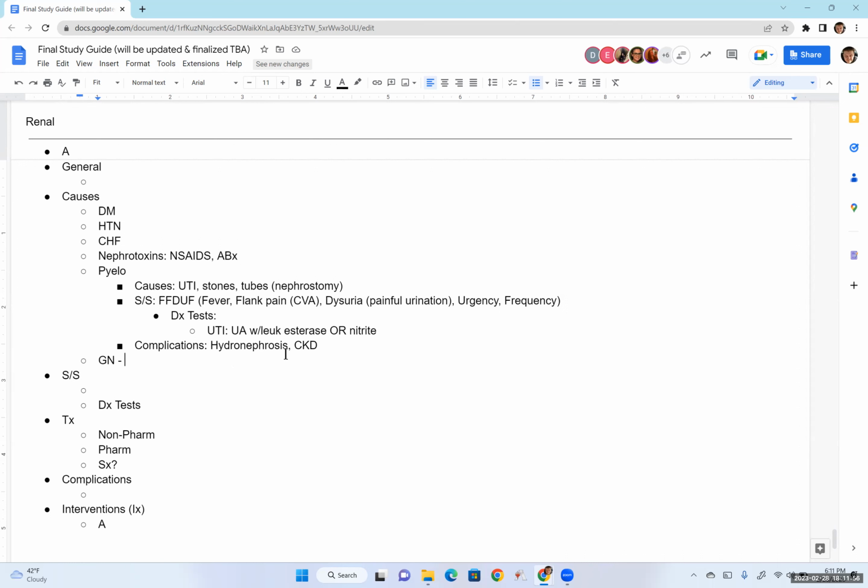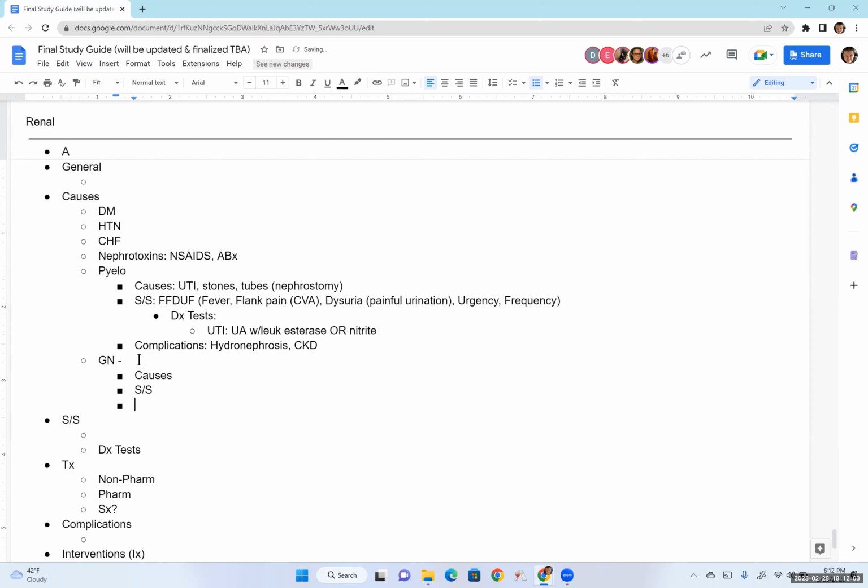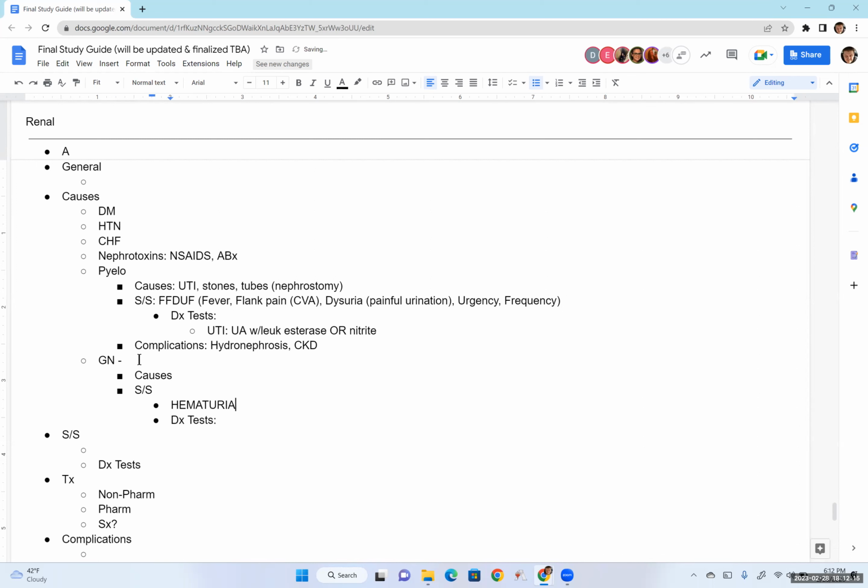Okay, so what else? Glomerulonephritis can have, what are we calling it, diagnostic tests. We can have hematuria, right? It's kind of a symptom. You might have RBCs on the UA. Okay, so they can have hematuria, right? And when we talk about causes, we're really focusing on post-streptococcal glomerulonephritis, PSGN.